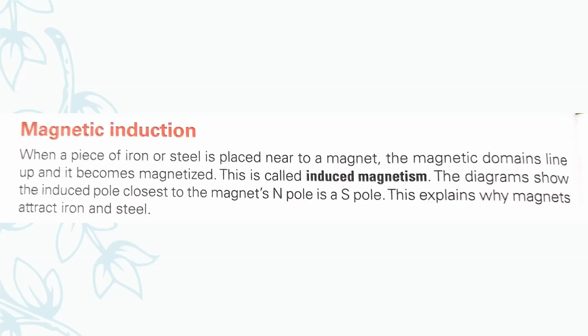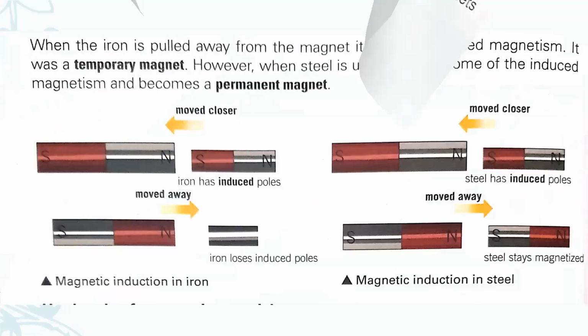And if you apply a magnetic field upon those magnetic domains, what will happen? They will become magnetized. It means that they will be in the same line of action, or they will be aligned. This is so-called induced magnetism. This phenomenon is called induction. The diagram on the next page shows the induced pole closest to the magnet: S pole, N pole, S pole. This explains why magnets attract iron and steel. This is the phenomenon of how the magnet attracts steel or iron.